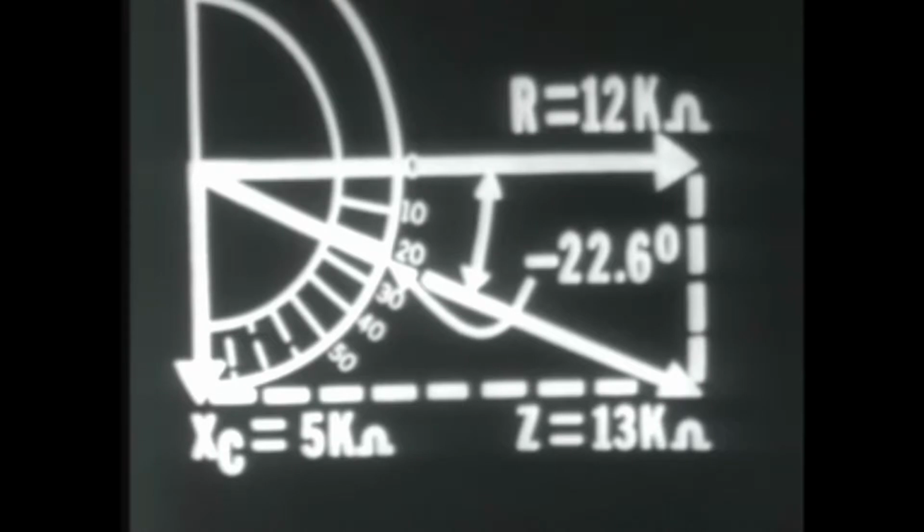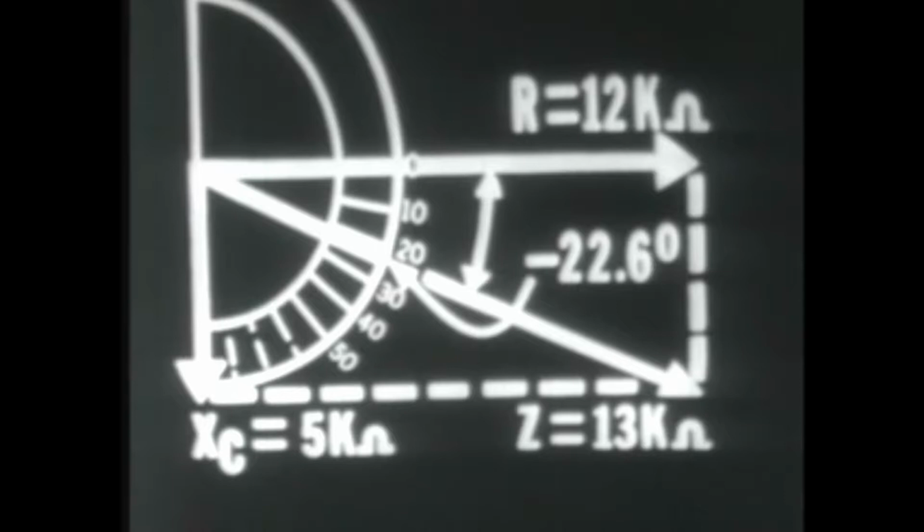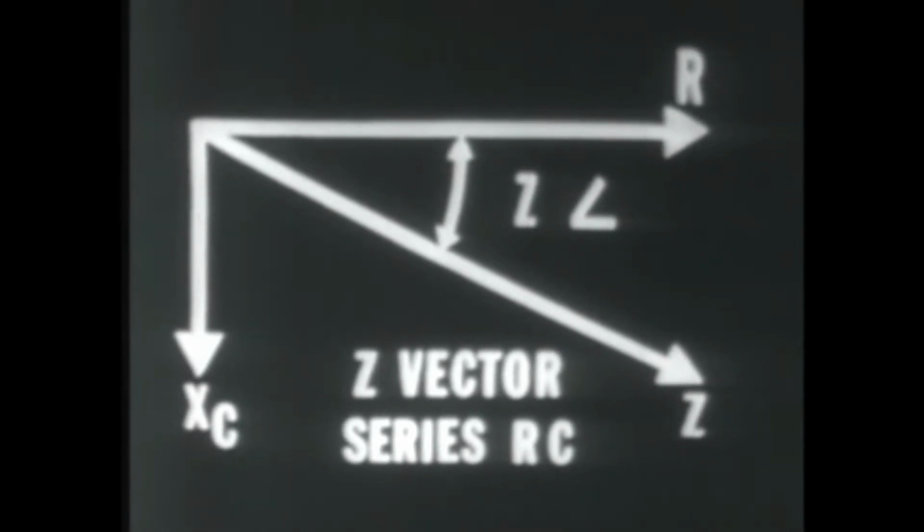Note, I have a negative 22.6 degrees indicated here for our impedance angle. Remember, our impedance vector has been rotated clockwise, which would give us a negative direction, or a minus angle. So our impedance angle is negative, or minus 22.6 degrees. This then would be the impedance vector of any series RC circuit. Of course, if the value of R or the value of X sub C were changed, the impedance angle would change, and of course the magnitude of the impedance vector would change as well.